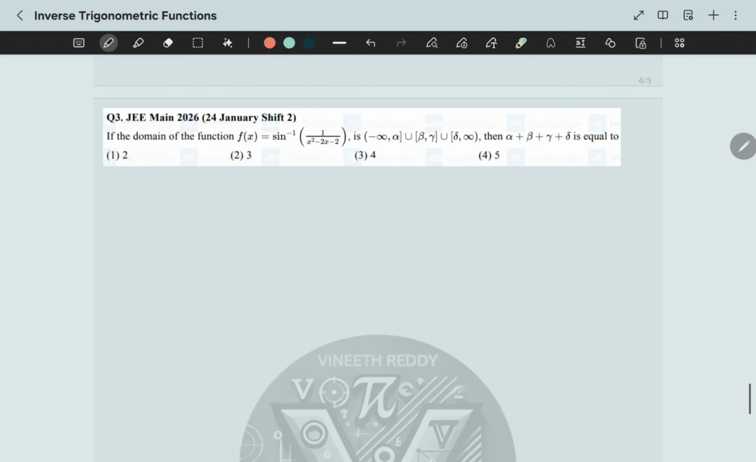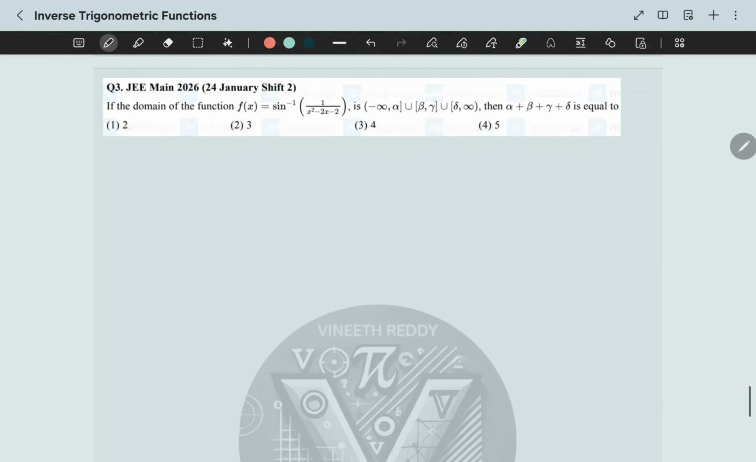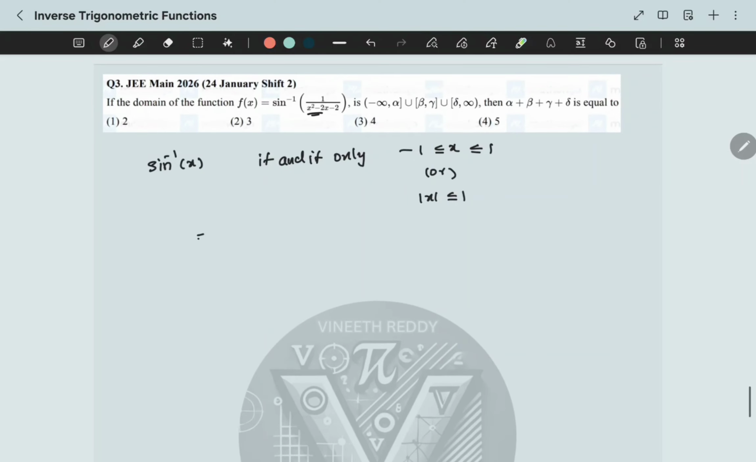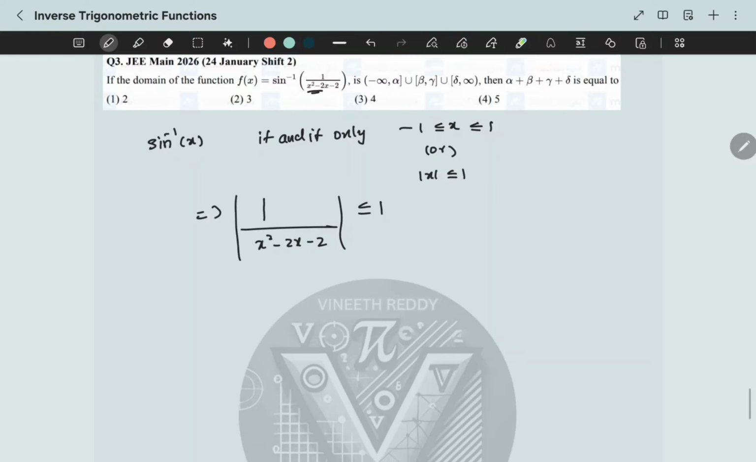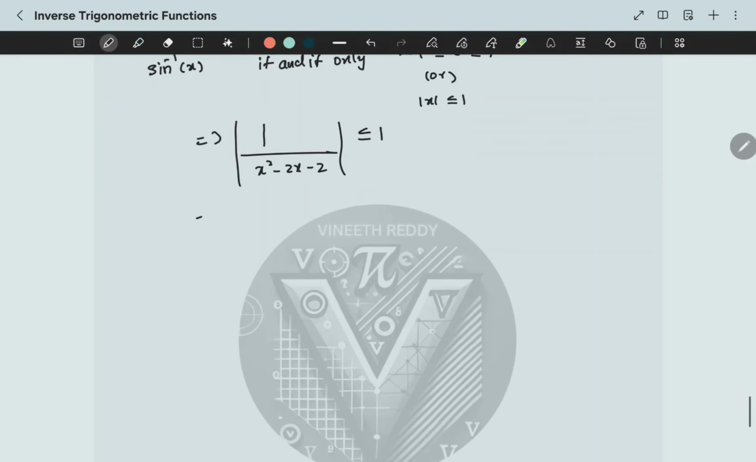Now let us go with the next question. Next question says if the domain of this function. Okay. Now again, this is a domain question. We know that sine inverse x is defined if and only if minus 1 is less than or equals to x less than or equals to 1, or we can even say mod x is less than or equals to 1. Now here we can write this as 1 by x square minus 2x minus 2. Mod of this should be less than or equals to 1 for this function to be defined.